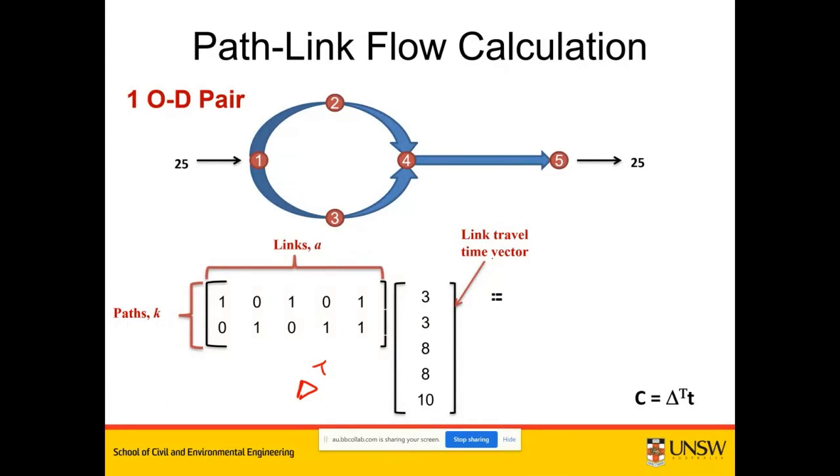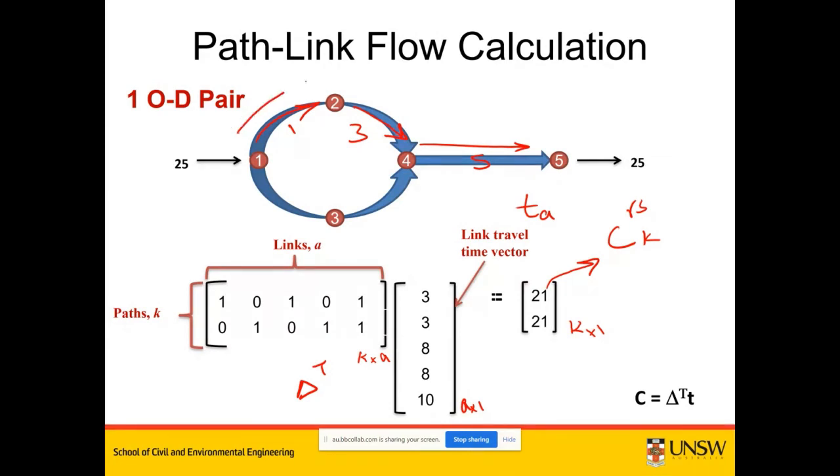If we multiply it by the link travel time vector, this is basically my TA vector. This would be K by A, and this one has A rows and 1 column. So the resulting matrix is K by 1, and these are my CRSK values. So this tells me, if this is link 1 and this is link 3 and this is link 5, what would be the travel time of path 1?